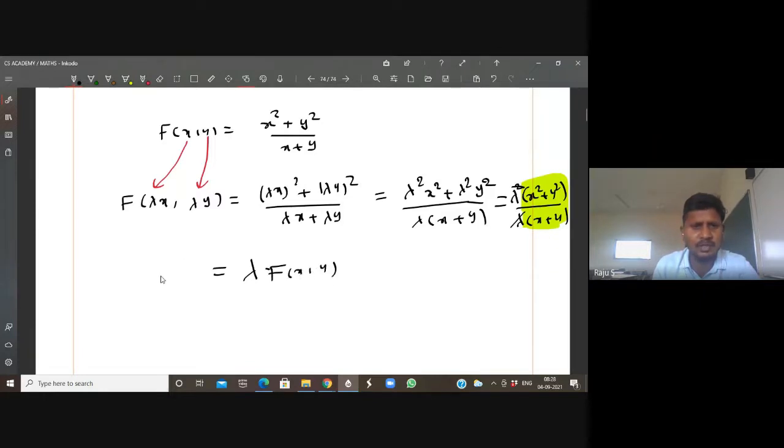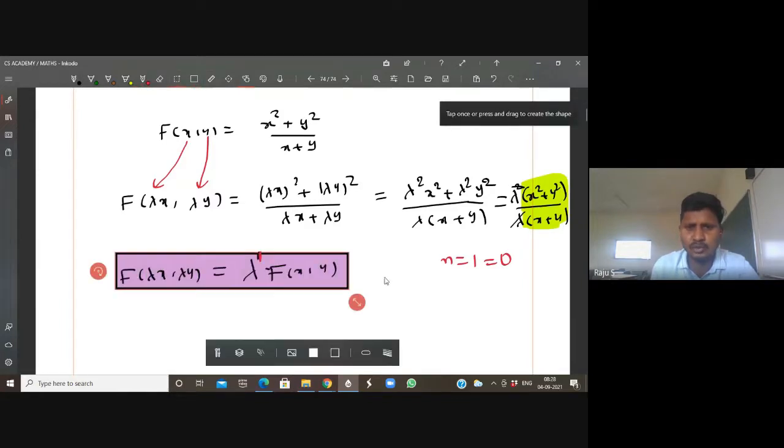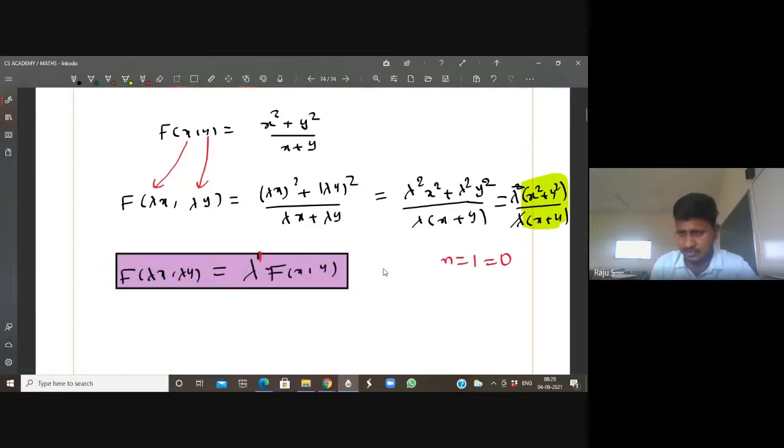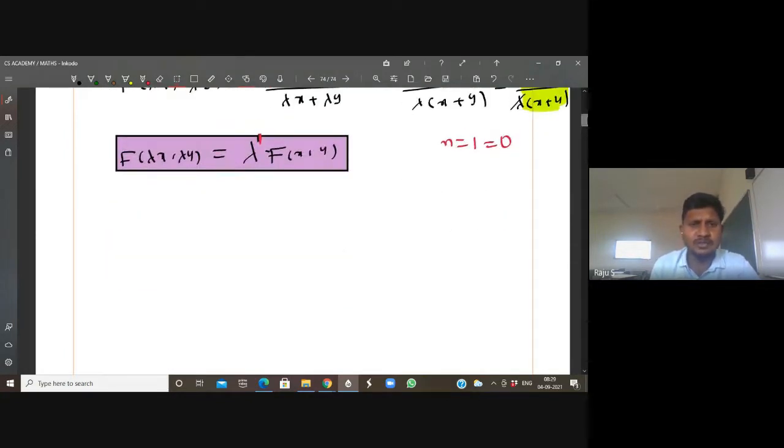What do you observe here? f of lambda x comma lambda y is equal to lambda to the power of 1. What is the degree here? n is equal to 1. Is 1 equal to 0? We can say the function is a homogeneous differential equation when the degree is 0, but what degree did we get here? 1. So what can we conclude here? It is just a homogeneous function, but not a homogeneous differential equation.